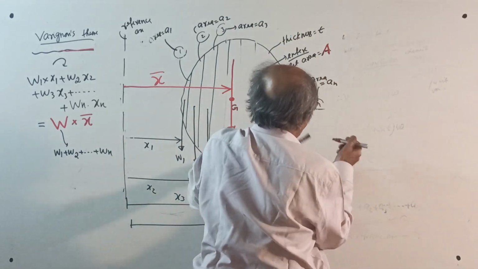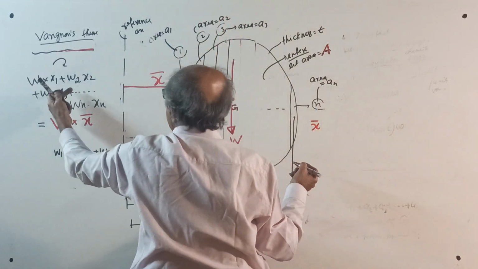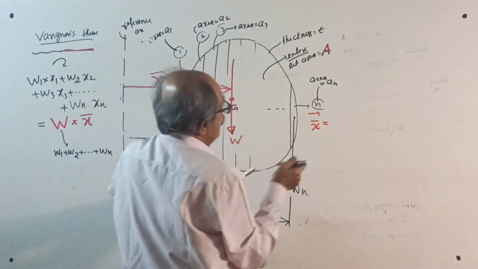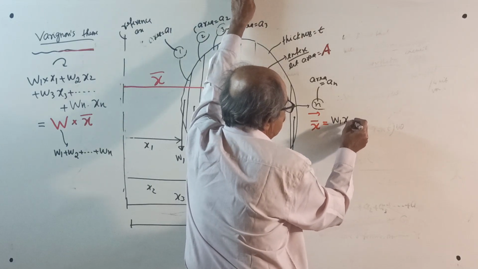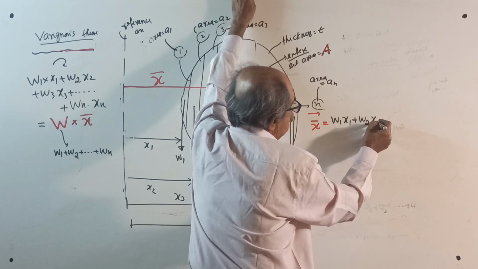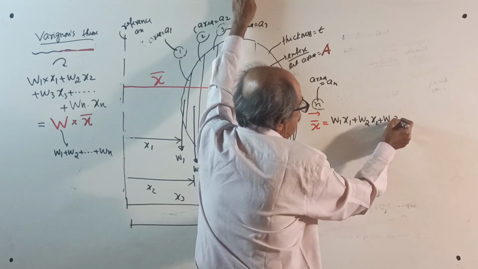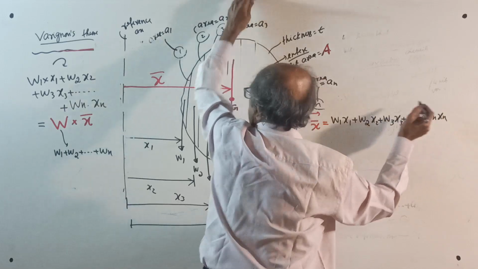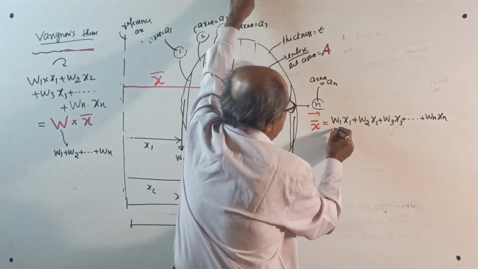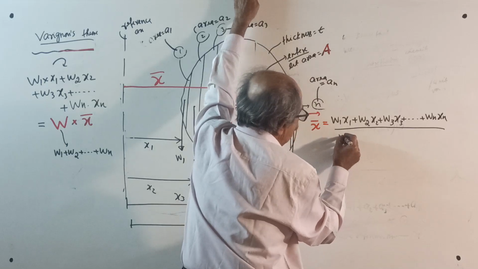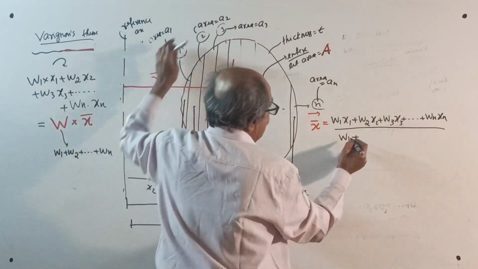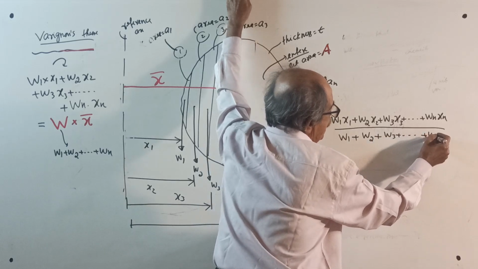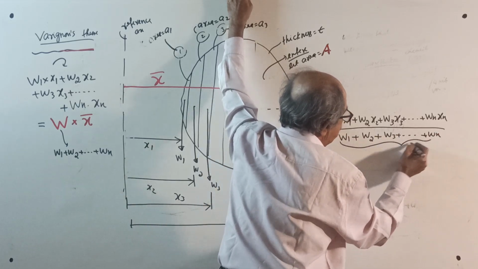Important now. Therefore, your x bar in this direction equals W1x1 plus W2x2 plus W3x3, etc., up to Wnxn, divided by the total W, which is W1 plus W2 plus W3, etc., up to Wn. And remember, this is nothing but W.